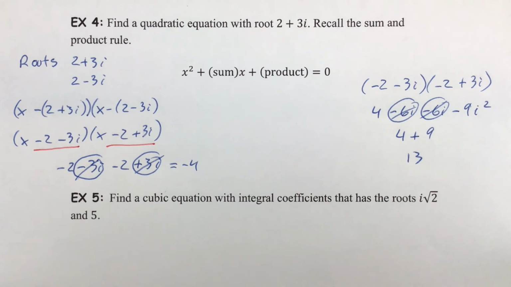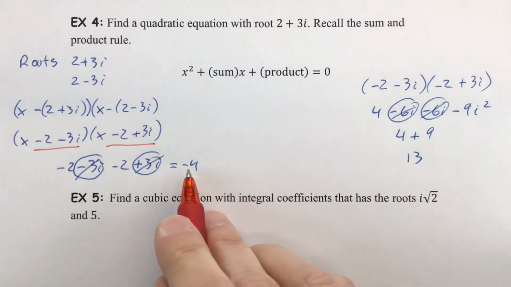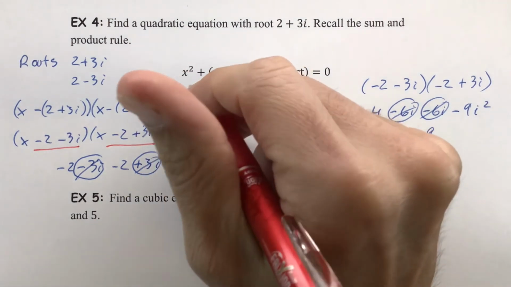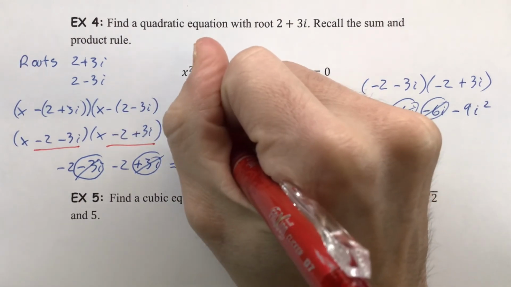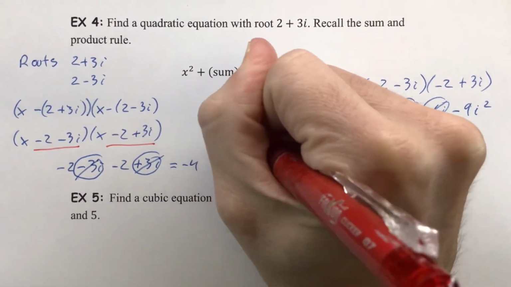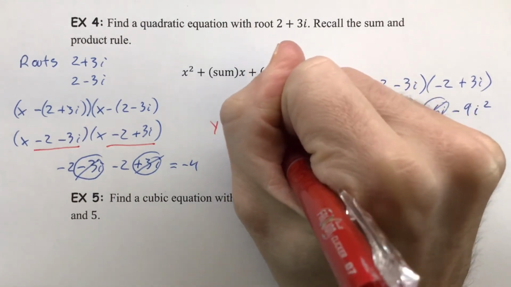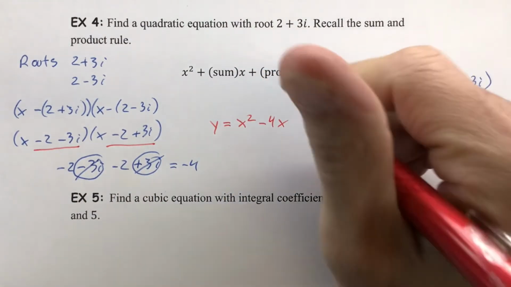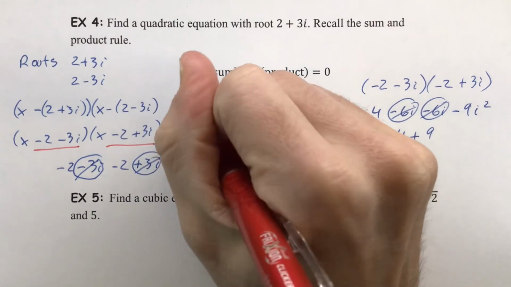So all together, we can take these numbers and plug them into these spots. We're going to get an equation that would be y equals x squared minus 4x plus 13.